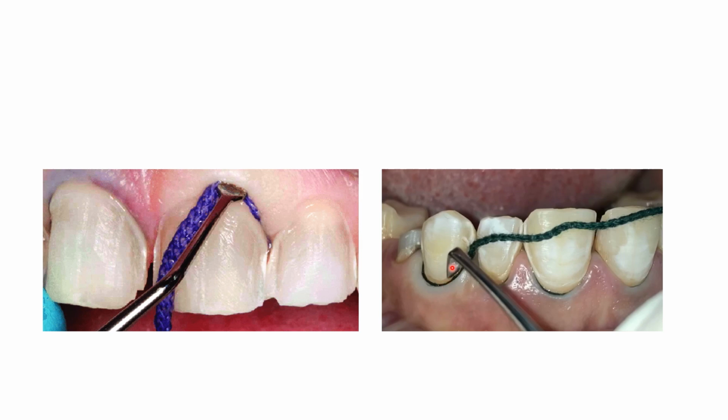This is an instrument known as a Fischer's cord packer, which is similar to a Carey's excavator instrument, but it has small serrated edges at the tip that allow it to engage and push the retraction cords into the sulcus. Many manufacturers make retraction cord packers. There are single cord packers, there are double cord packers.